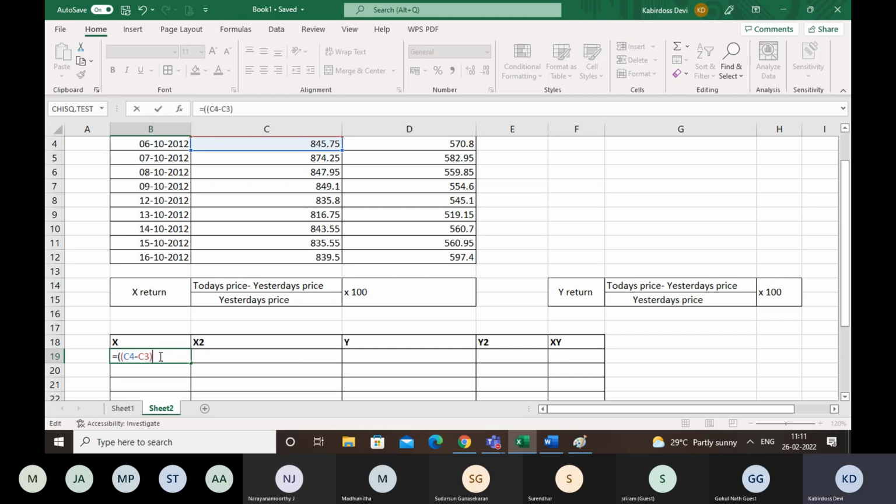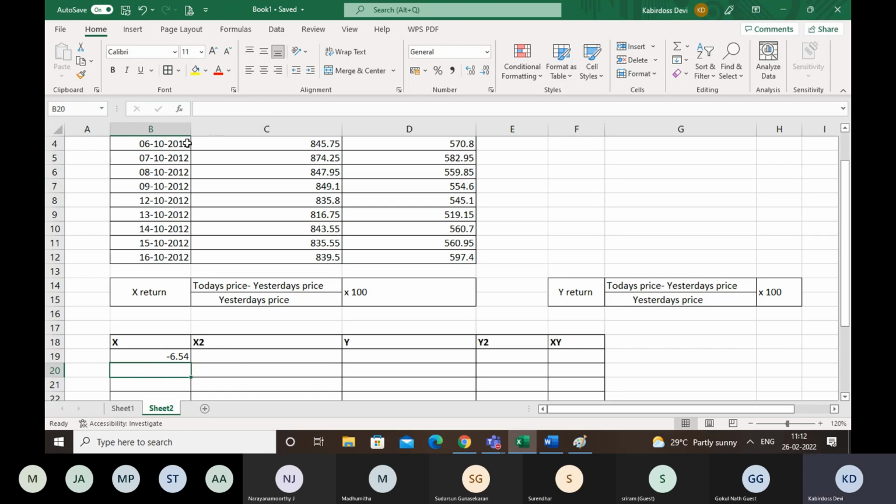Again I have to divide that by yesterday's price, which will be C3. Now I close the entire bracket, and the whole thing I need to multiply into 100. The answer is minus 6.54. I just need two data points. So you are able to find out how I am doing. Similarly for the next day also I can do it.